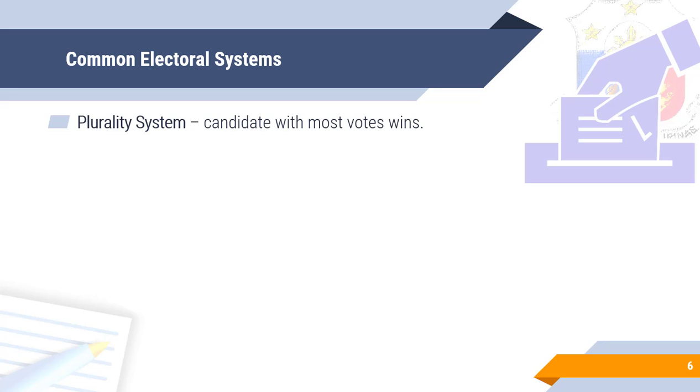1. Plurality system. An electoral system where the candidate who gets the most number of votes is elected into office. This is the electoral system generally followed in Philippine elections. For example, whichever presidential candidate who gets the highest number of votes is elected for that position.